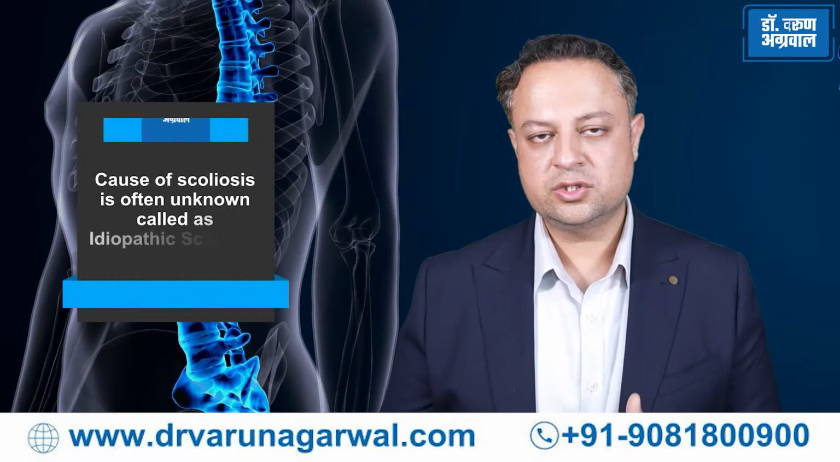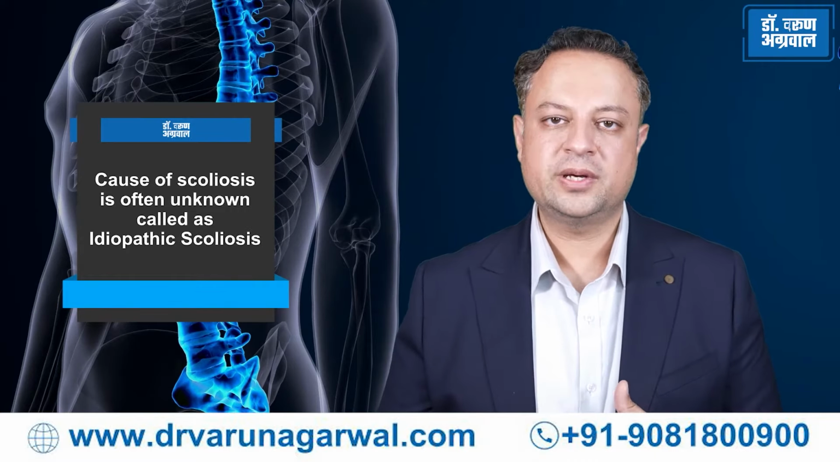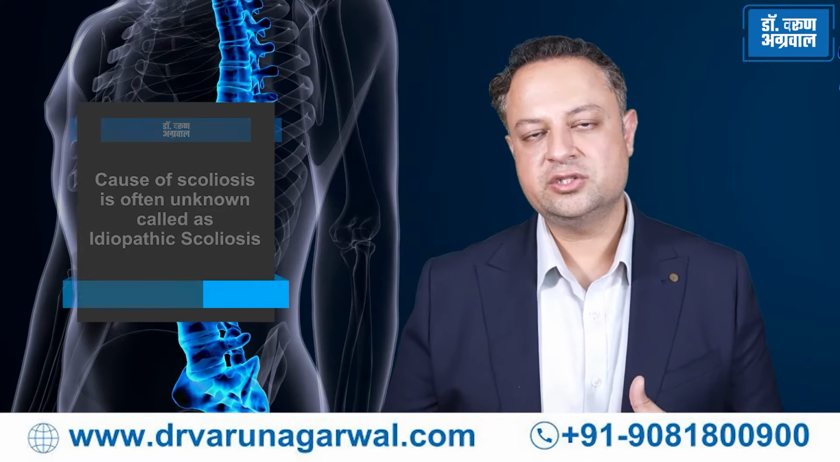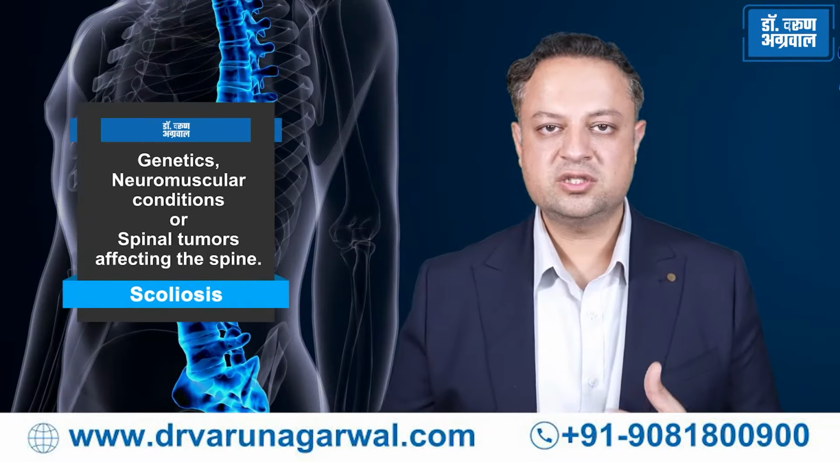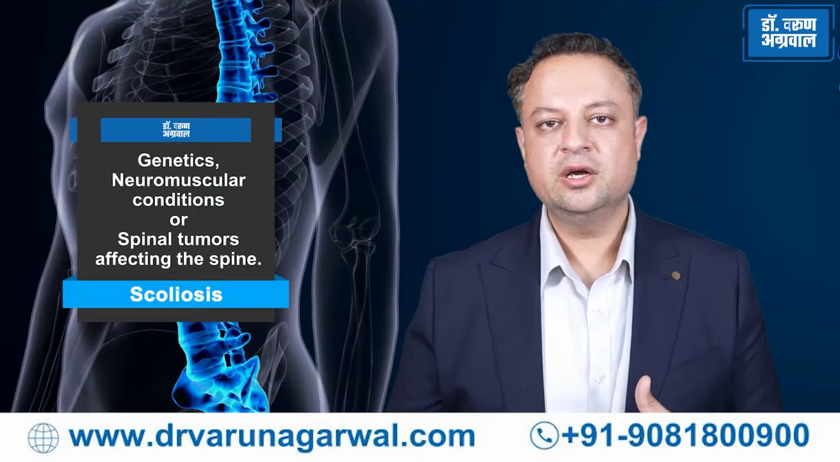While the cause of scoliosis is unknown, also called idiopathic scoliosis, there are many conditions which are associated with scoliosis, such as genetic, neuromuscular, or some spinal tumors, which may be associated with an abnormal curvature of the spine.